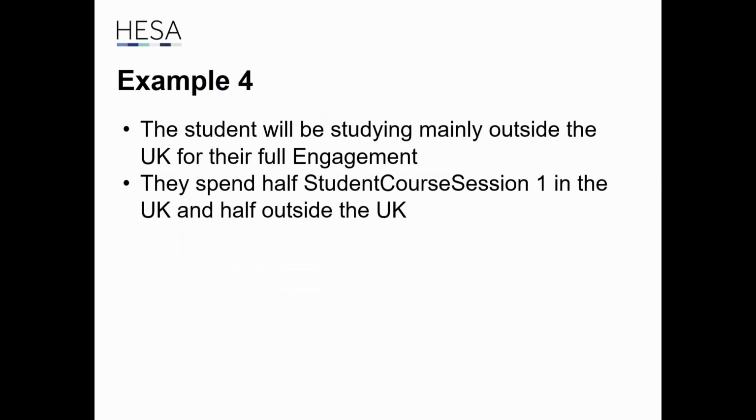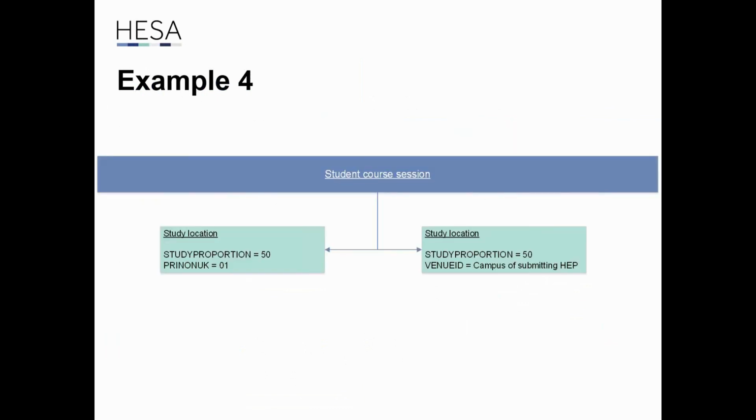Example 4. So the student is going to be studying mostly outside of the UK for their entire engagement. In this student course session, they're going to be in the UK for half of it and outside of the UK for the other half. So what you are returning then in that student course session, the study proportion is going to be 50% for the campus of the submitting provider and 50% for the non-UK flag to say that they are primarily overseas.